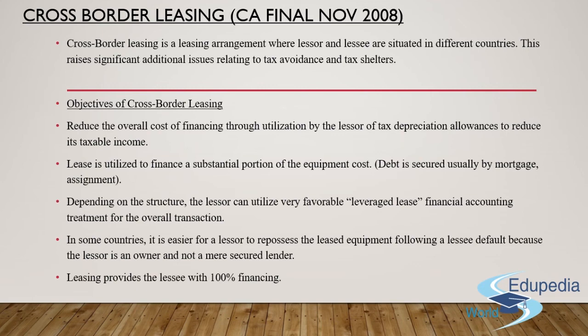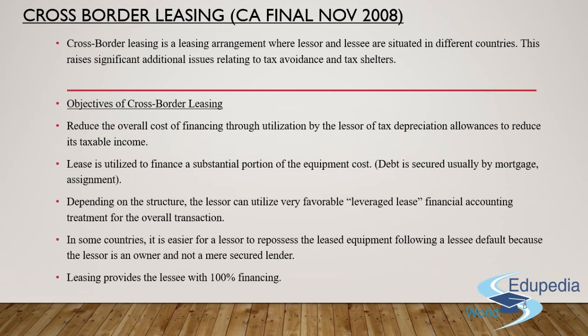It reduces your overall cost of financing through utilization by the lessor of tax depreciation allowances to reduce its taxable income. Why is Modi ji promoting FDI, Make in India? What all are the benefits they are giving to the persons who are based out as NRIs? So this is one such thing: reduction of your taxable income on the basis of tax deductions that they are giving. Number two, the lease is utilized to finance a substantial portion of your equipment cost. Again, the same could be obtained from cross-border leasing.